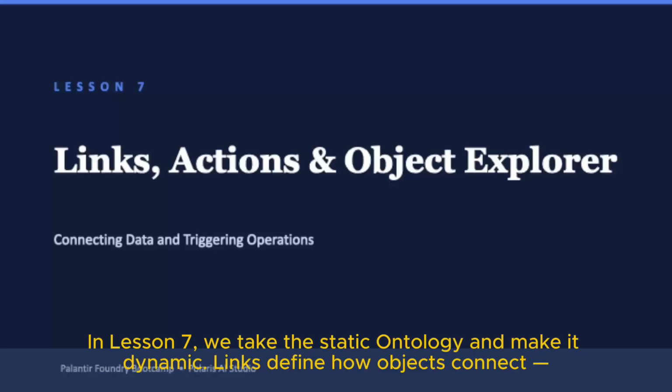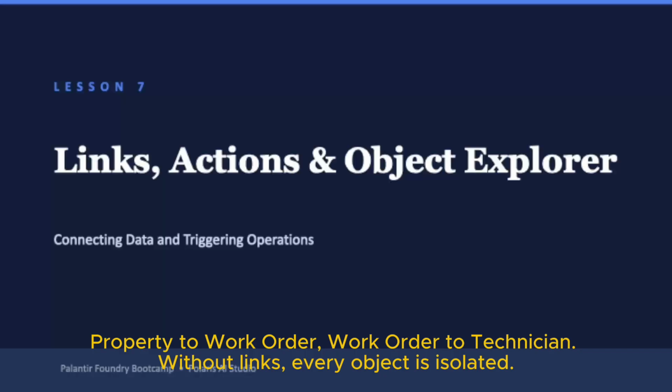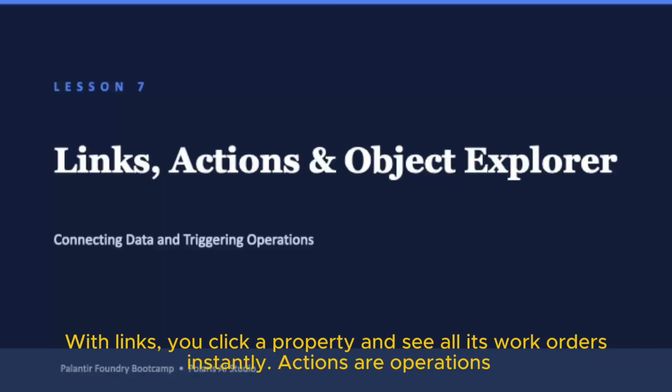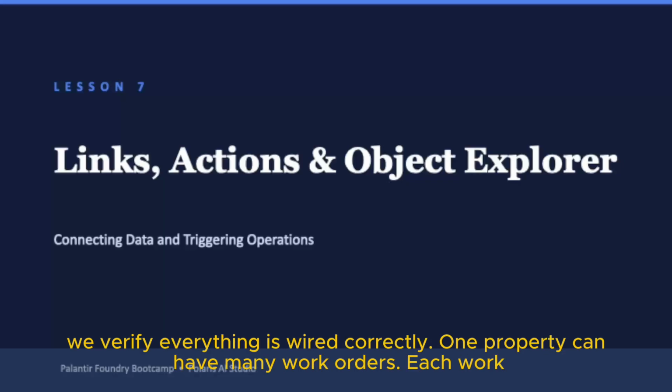In Lesson 7, we take the static ontology and make it dynamic. Links define how objects connect. Properties to work order to technician. Without links, every object is isolated. With links, you click a property and see all its work orders instantly. Actions are operations users can trigger, like updating a status or assigning a technician. Object Explorer is where we verify everything is wired correctly.